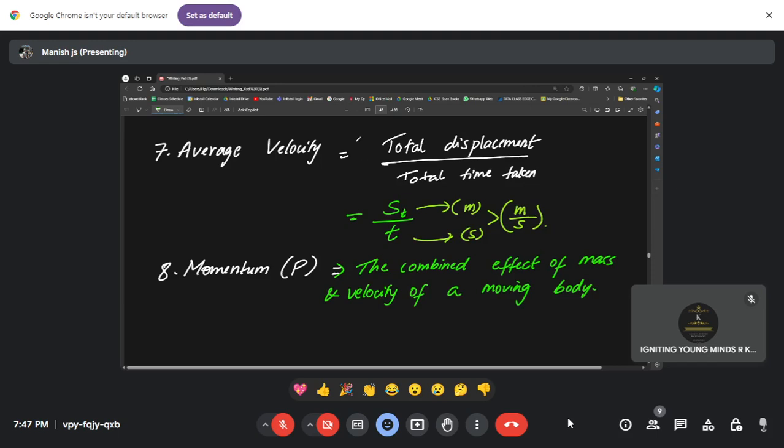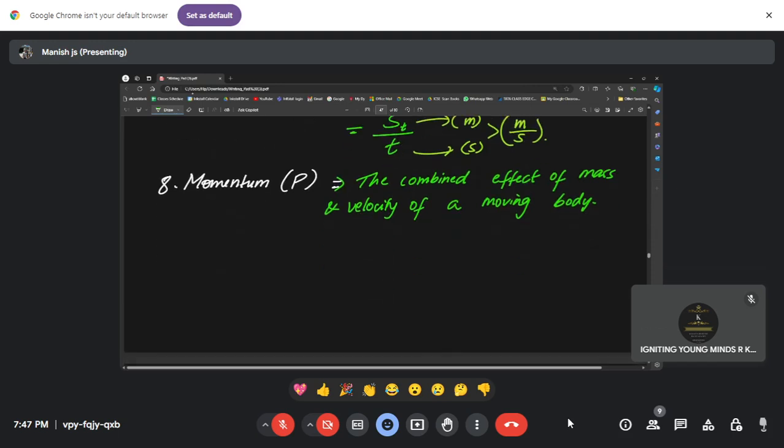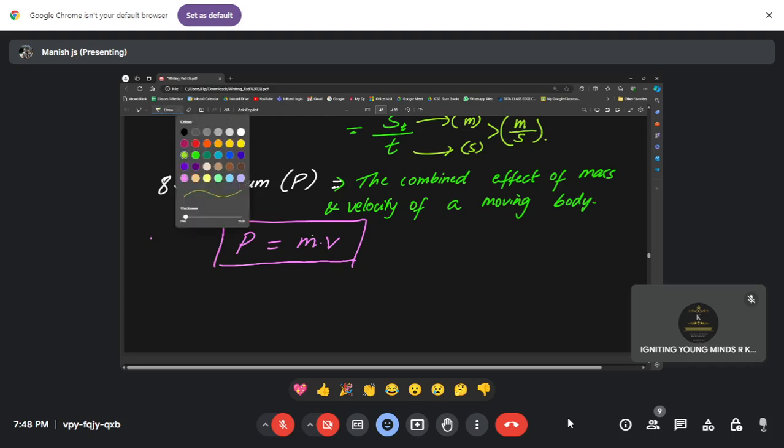So that's basically the aspect of momentum. If you want to write it mathematically, you can express momentum P as the product of mass times velocity. And this is the formula for momentum. Is that clear? So momentum is the product of mass and velocity.